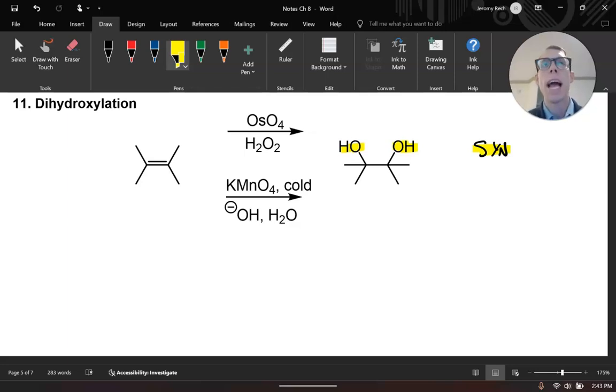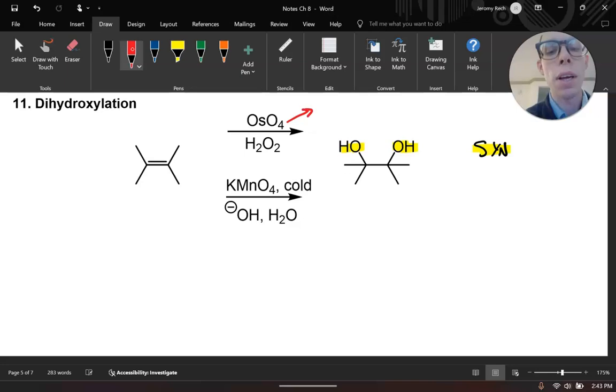KMnO4 is actually really reactive, and in our next video, we're going to see another reaction with it where it's actually going to break bonds. So if we do use permanganate, we actually need to do this in very cold conditions to avoid unwanted byproducts. The mechanism for both of these is going to be very similar, and the key differences between these are when we're thinking about either the osmium or the KMnO4.